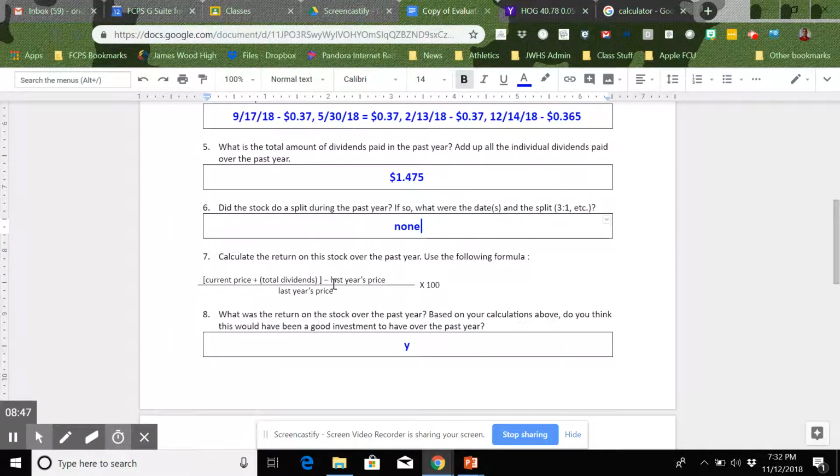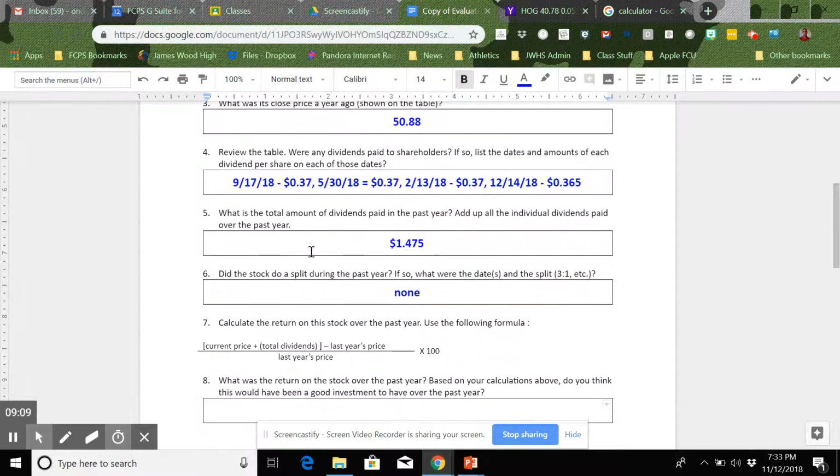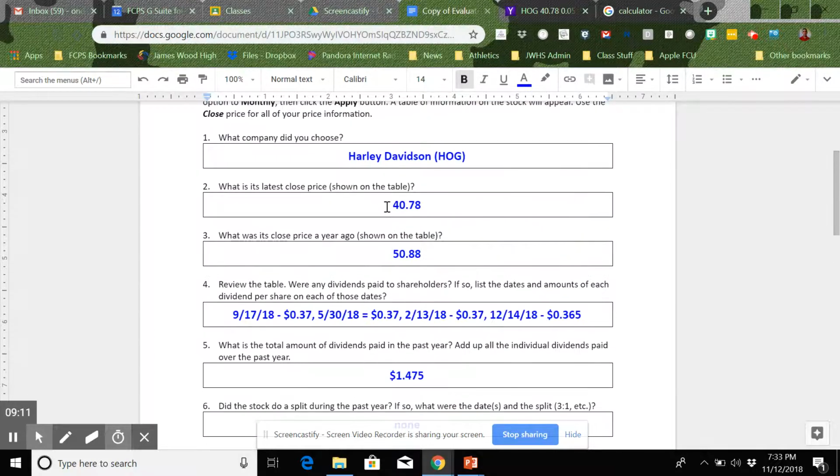Now what I need to do is calculate what the return was over the last year. And it's very simply whatever it's currently selling for plus the total dividends minus the last year's price. Then you take that number, divide it by the last year's price, because you're trying to calculate a rate of change. That's going to give you a decimal. If you multiply it by 100, it's going to tell you what that is in percent. Okay, so let's go ahead and do that. So it is selling for current price, 40.78.